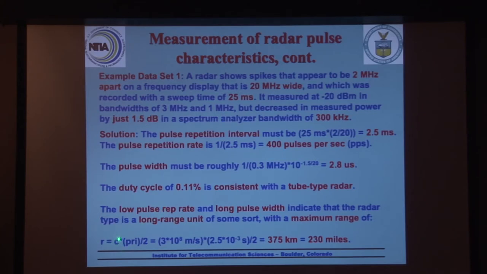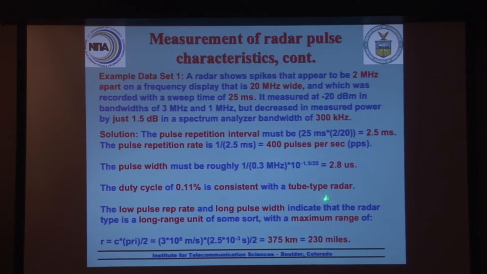Oh, and by the way, there's a bonus. We can take the speed of light times the pulse repetition interval, divide by 2, because we're going to compute the amount of time, and therefore the distance, that's elapsed between the time that one pulse is fired out, hits a target, comes back, to the time the next pulse is emitted. So we take the pulse repetition interval, multiply it by the speed of light, divide by 2, we do the math right here, 375 kilometers, 230 nautical miles.